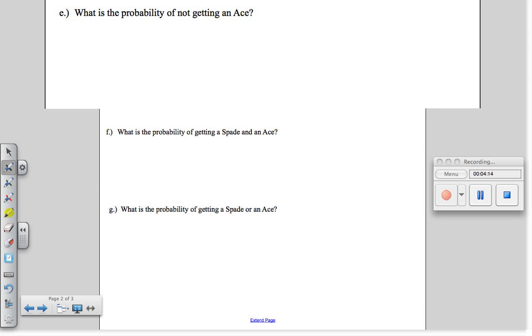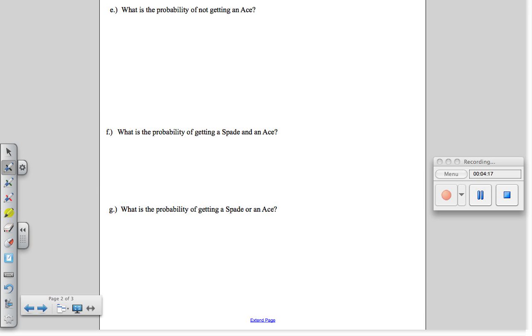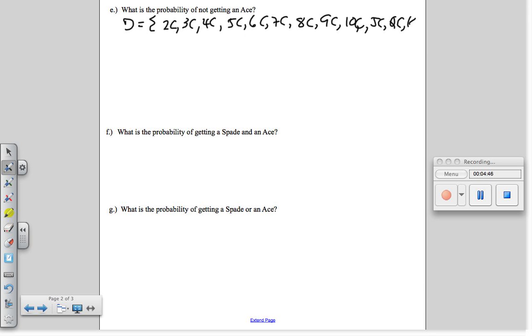Moving on, let's find the probability of not getting an ace. So to not get an ace, we'll call this D. And D would have the 2 of clubs, 3 of clubs, 4 of clubs, 5 of clubs, 6 of clubs, 7 of clubs, 8 of clubs, 9 of clubs, 10 of clubs, Jack of clubs, Queen of clubs, and King of clubs.